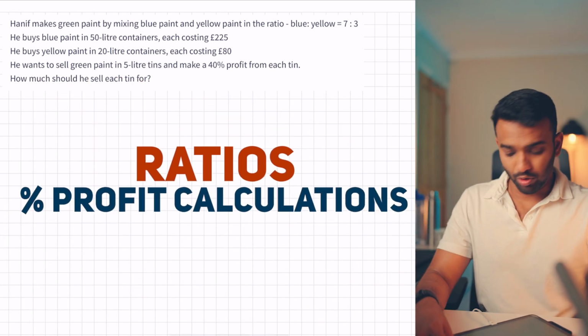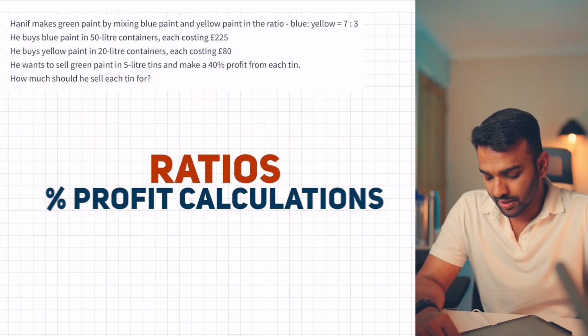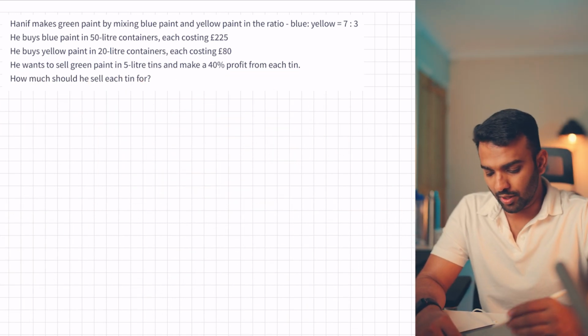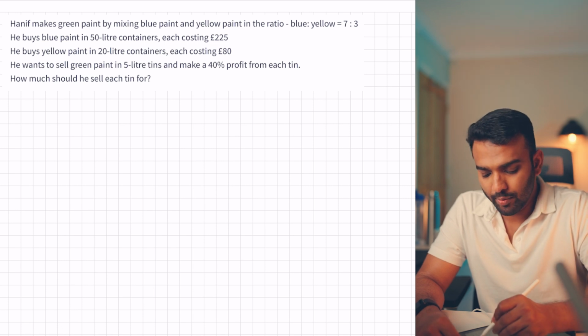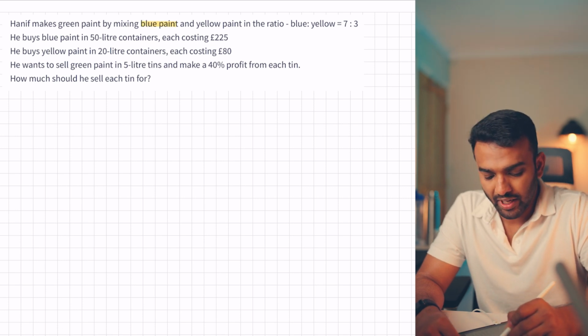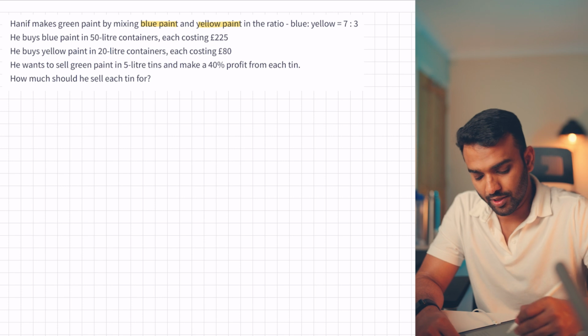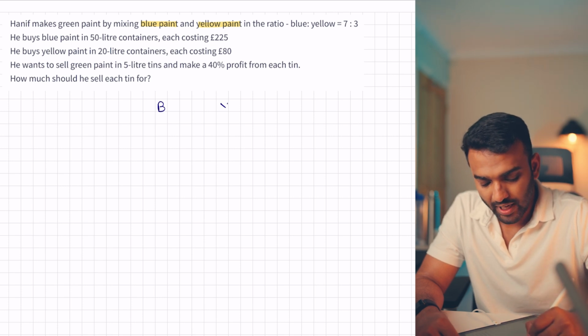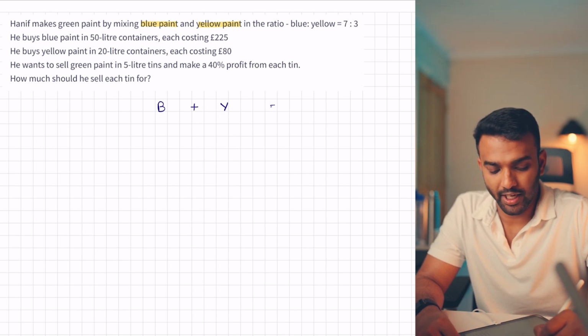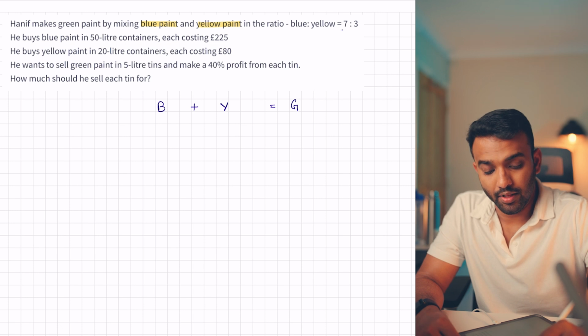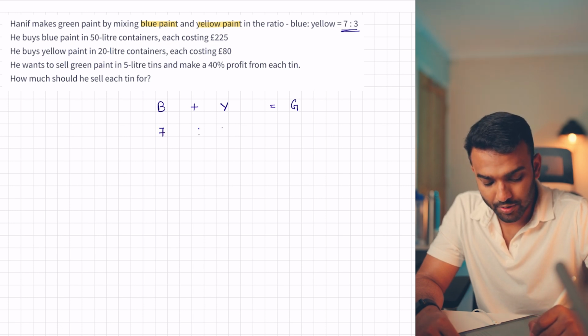Okay, so this was the question that was requested. Let's have a quick look at this one. Hanif makes some green paint by mixing blue paint and yellow paint. So he got some blue and yellow and he's mixing them to get green, in the ratio 7 is to 3.